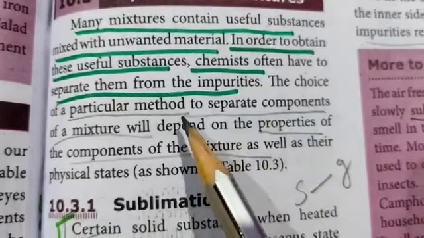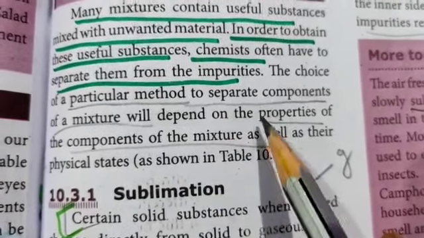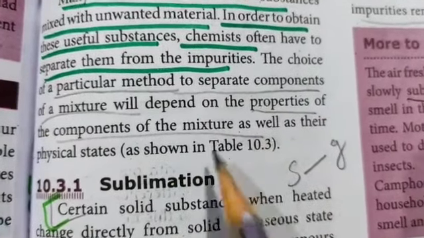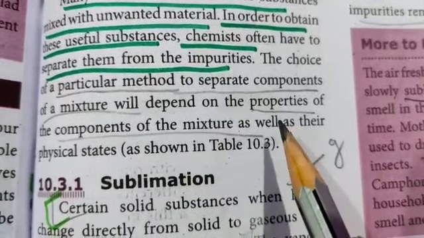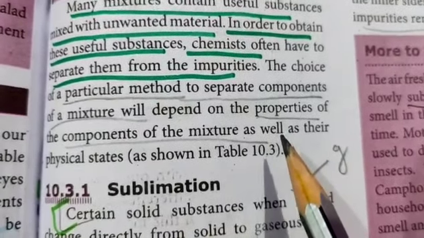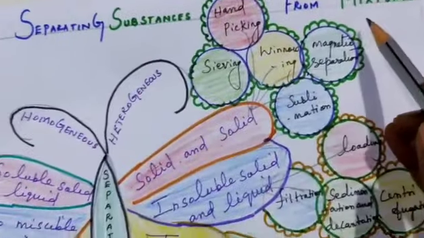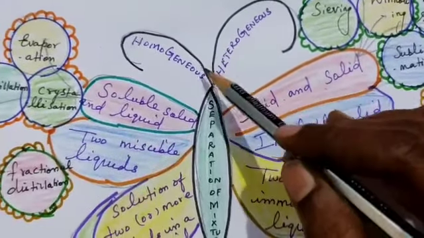The choice of a particular method to separate components of a mixture will depend on the properties of the components of the mixture as well as their physical state. On the basis of their physical state only, we can choose the method of separating substances from mixtures, children. Do you already know very well what the types of mixture are?